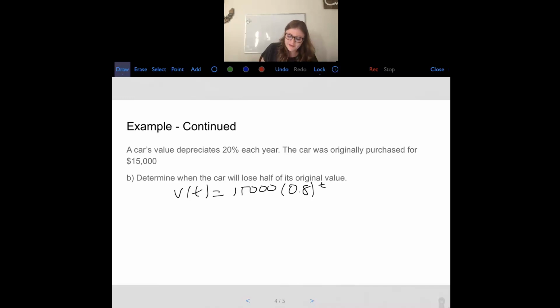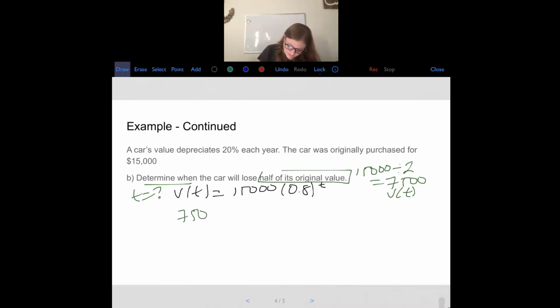Okay. Half its original value, so we're determining when, so we don't know t. Half its original value, so we would take 15,000 and divide by 2 to get 7,500. So this is V of t. So when it's saying half of its original value, it's giving us a value for V of t. So if we substitute that in, okay, and we have an exponential equation to solve.